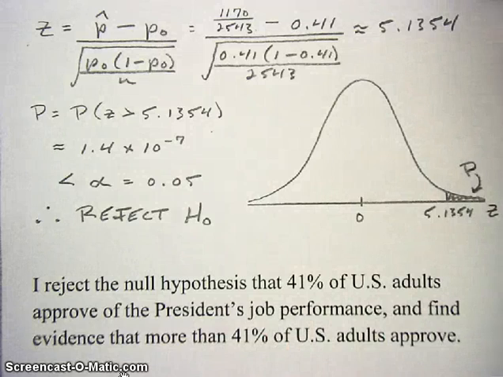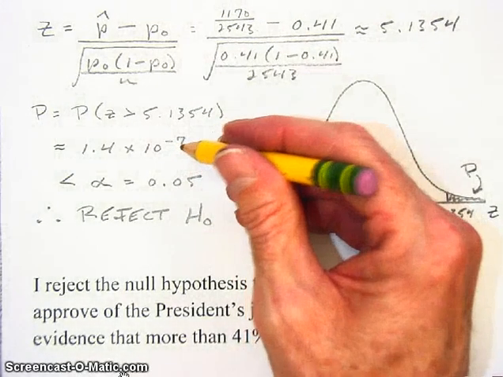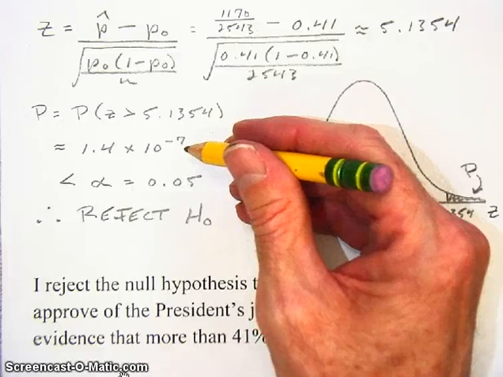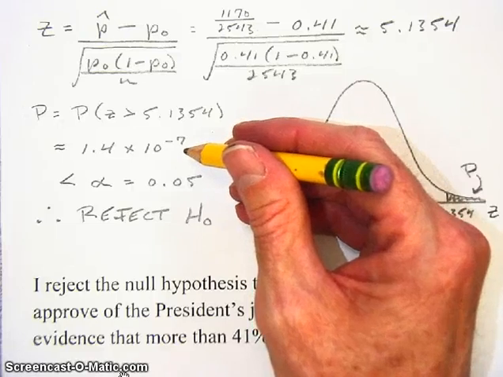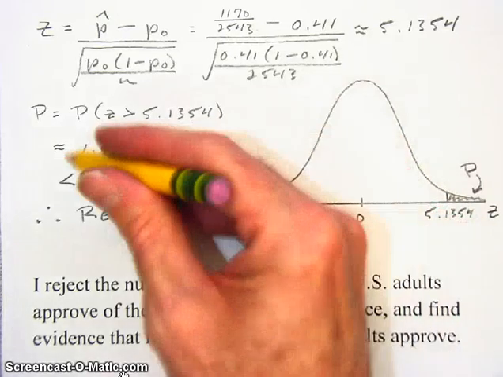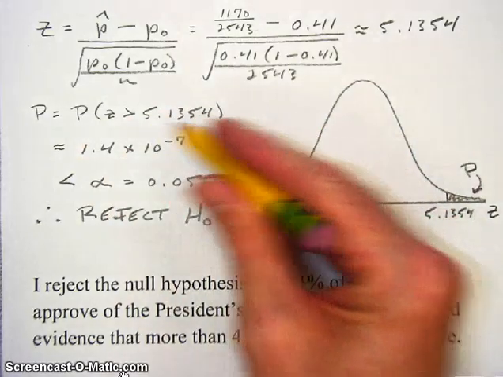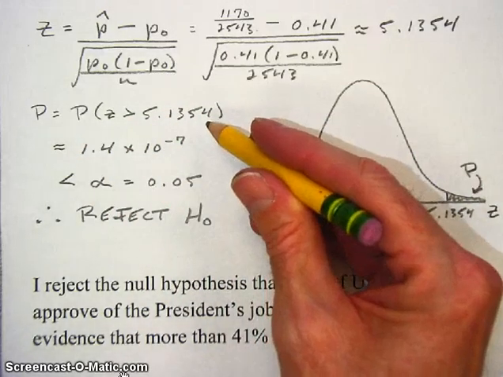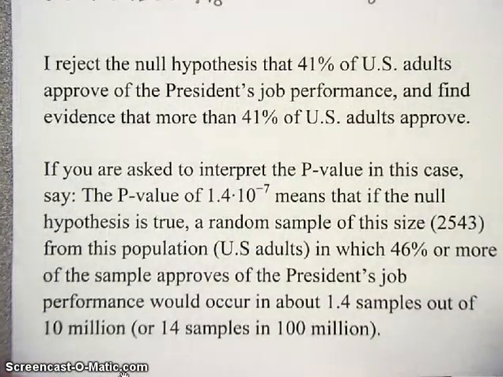If you're asked what this p-value means right here, always think of it in terms of what fraction or proportion of all samples you could take of this size from this population. And this is the probability of getting a sample that gives you a test statistic that's bigger than that right there. So when you're asked to interpret the p-value, say something like this.